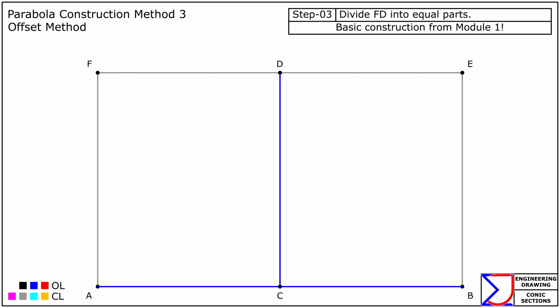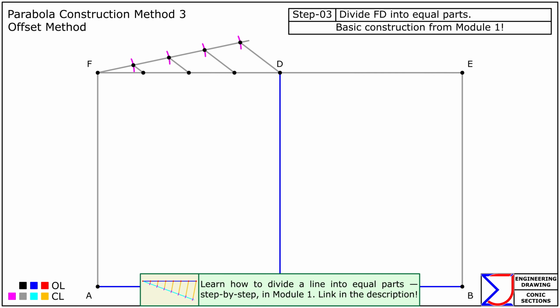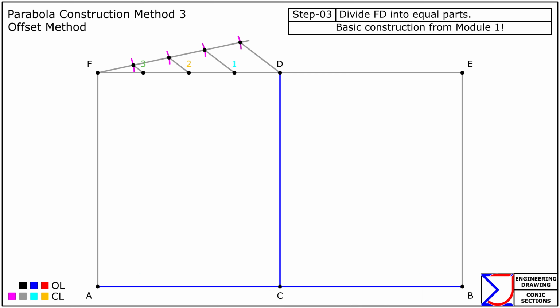Now, divide FD into equal parts, for example, 4, and mark the points accordingly, as shown. Then, using the same division length, mark corresponding points along ED.